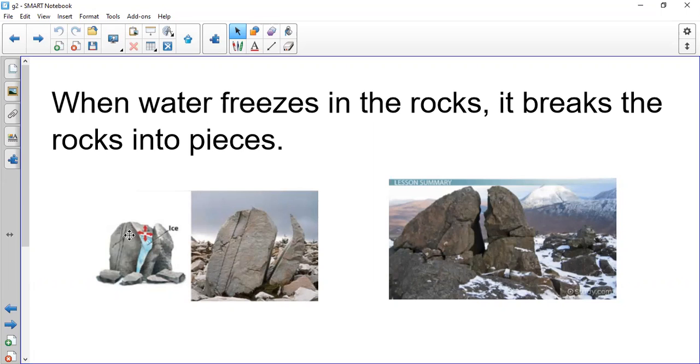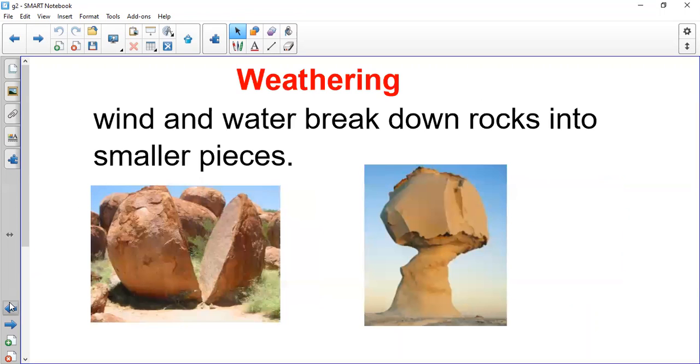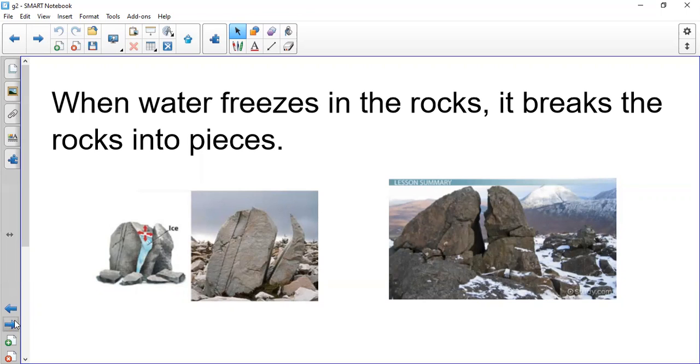So this is what's happening with rocks. When water freezes in the rocks, it breaks the rocks into pieces. So we said weathering, wind and water break rocks into pieces. We said when water freezes in the rocks, it breaks the rocks into pieces, okay?